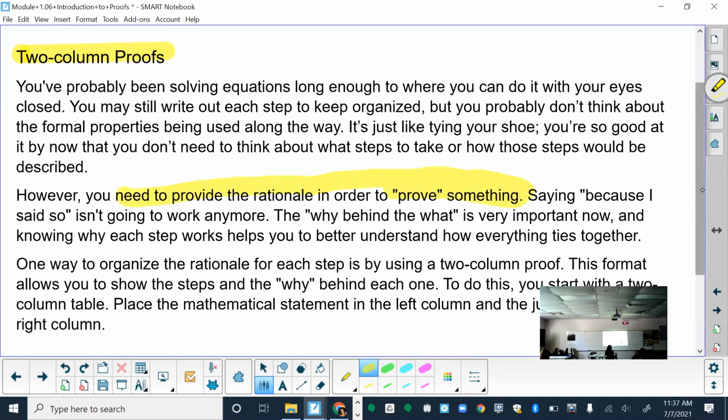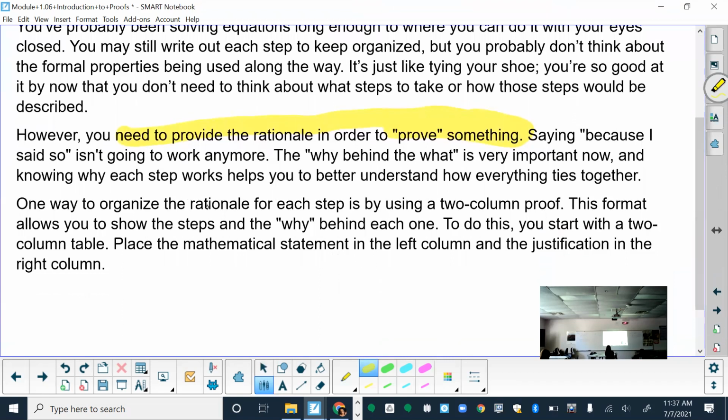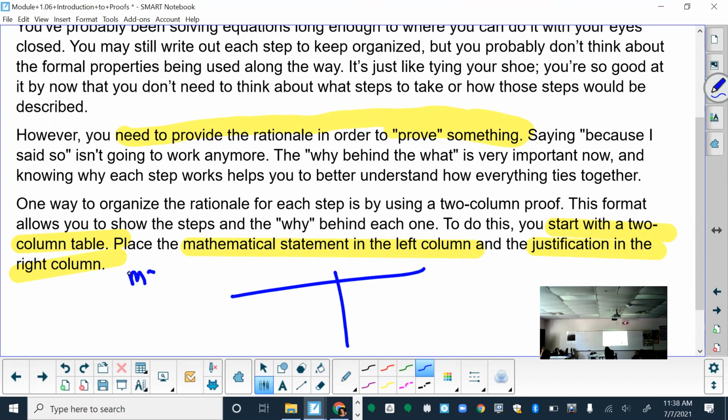So, to do this, you start with a two-column table. So start with a two-column table with the mathematical statement in the left column and the justification in the right column. So when you're setting it up, you have mathematical statement on the left and your justification on the right.